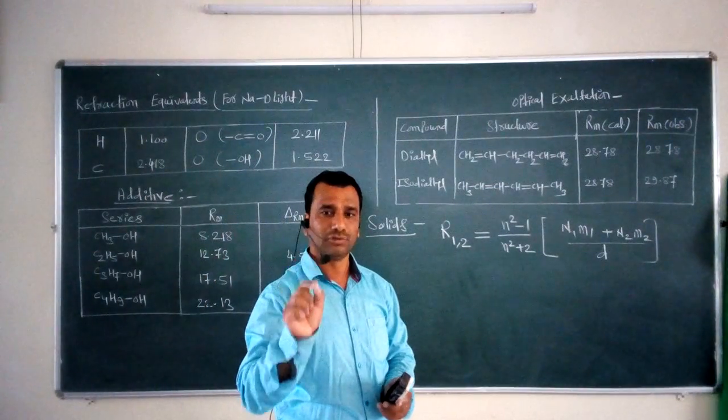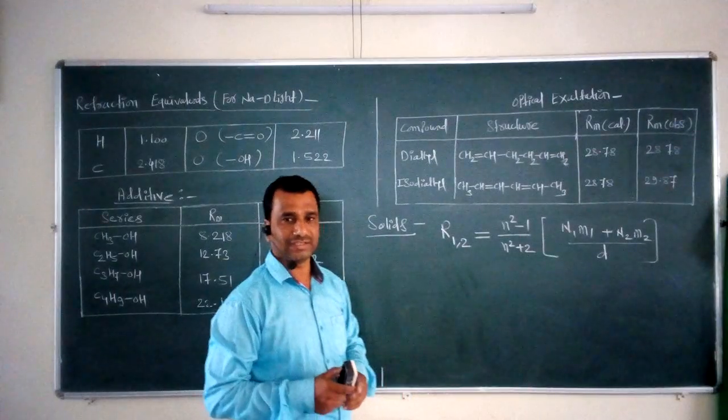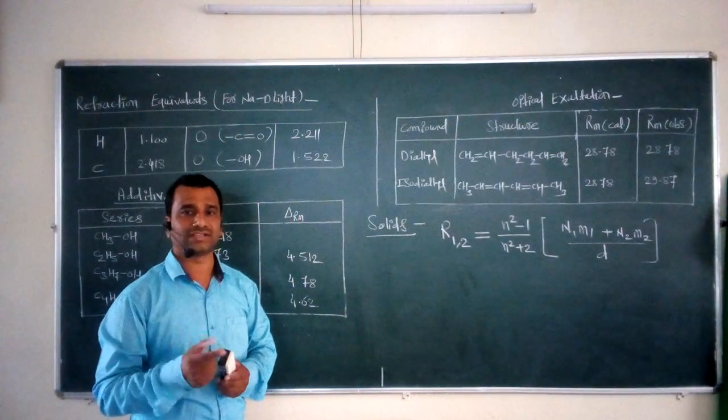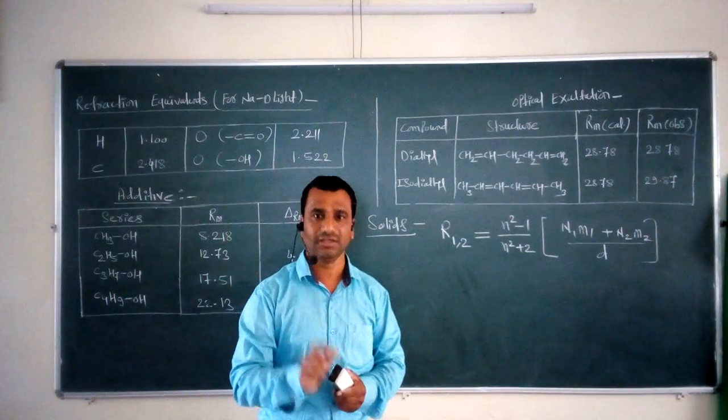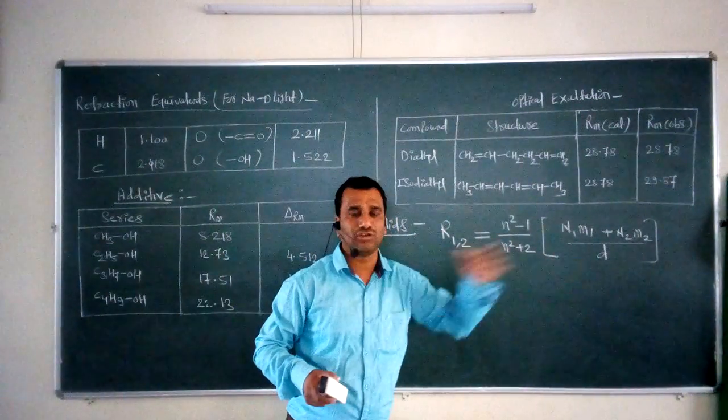What is meant by this N1 and N2? N1 and N2 are the mole fractions of the solvent and solute respectively. And this D stands for the density of the particular solution. Now this is the first simple equation.